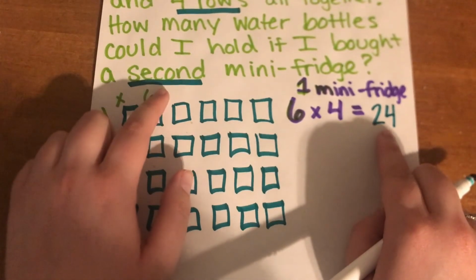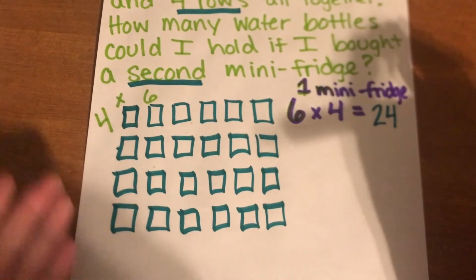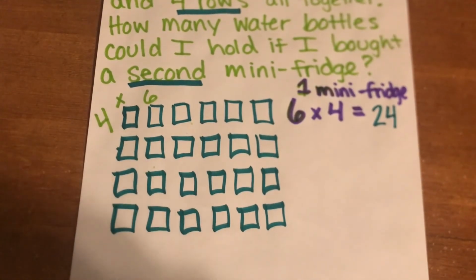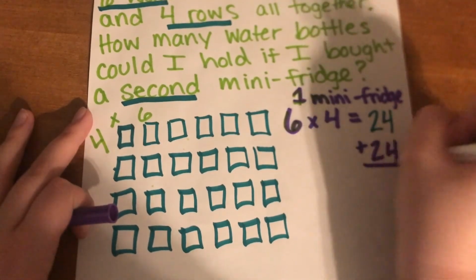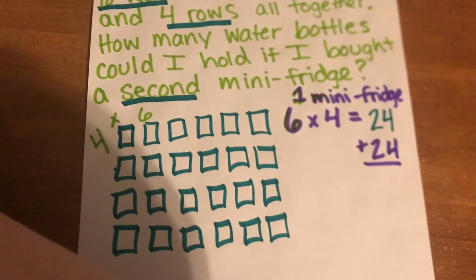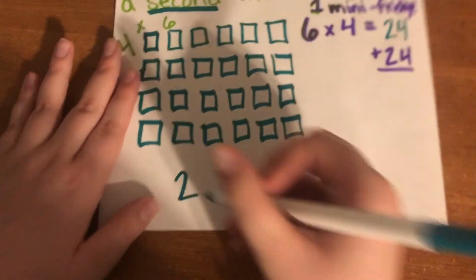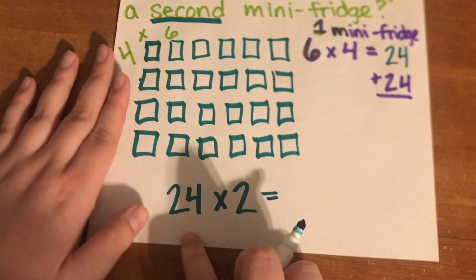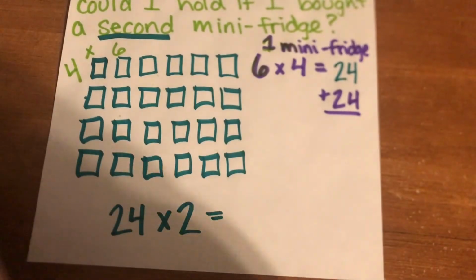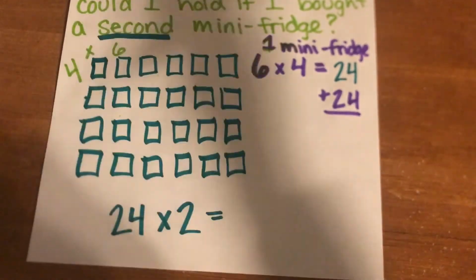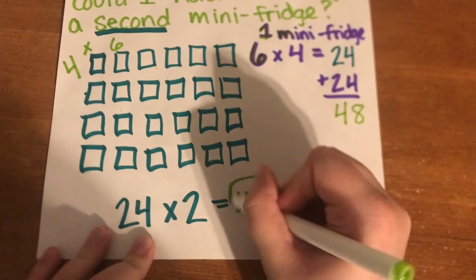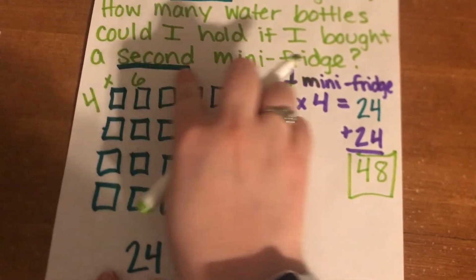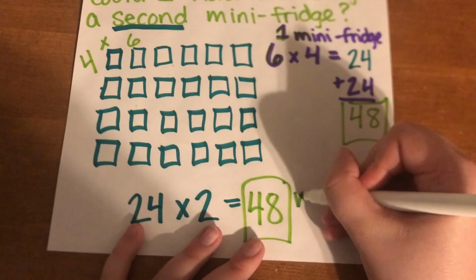But I want to know, if I get a second mini fridge, same size, how many water bottles could I hold in all? Well, I could figure this out in 2 different ways. I know one holds 24, so if I just add another 24, I'd find out how many were in 2 fridges. Or I can just take my 24 and multiply that times 2, right? 2 groups of 24. So either way, whether I am adding it up or multiplying it, I would get the same answer. How many water bottles could I hold? If I get a second mini fridge, I could hold 48 water bottles.